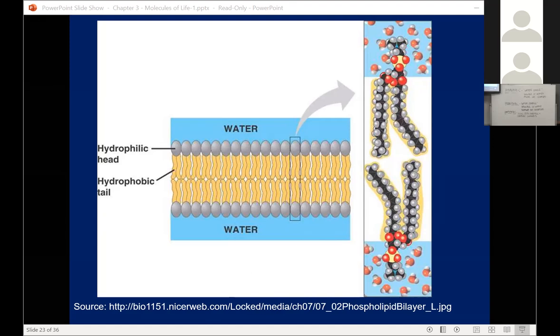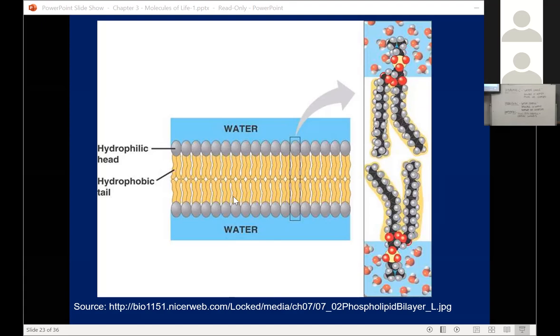Okay, so that's about it for now for phospholipids. Like I said, when we get into chapter 4 and start talking about cell membranes, we'll talk about this in a little more depth. Anybody have any questions on that? Okay, everybody kind of understands how the phospholipid bilayer forms. Good.